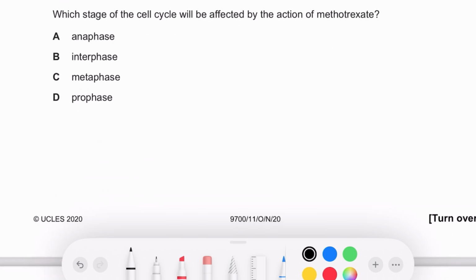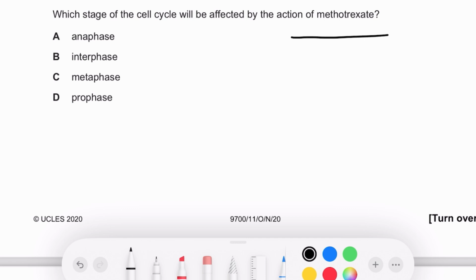Methotrexate is a drug used to treat cancer. It can act as an enzyme inhibitor, preventing the synthesis of nucleotides containing thymine. Cells treated with methotrexate are not able to complete the cell cycle. A cell entering telophase is treated with methotrexate. Which stage of the cell cycle will be affected by the action of methotrexate?